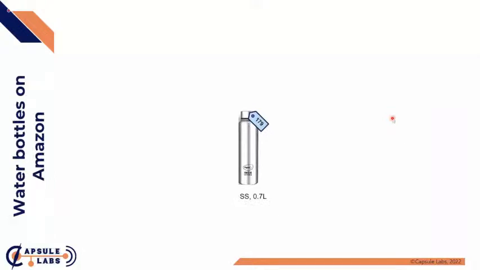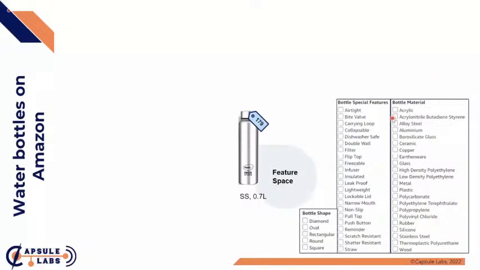To take an example, I found a standard stainless steel water bottle, 0.7 liters, that was available for 179 rupees, right? But then I go to the site and I try to see what are the various features, and I found that there are so many options of water bottles that are available, right?